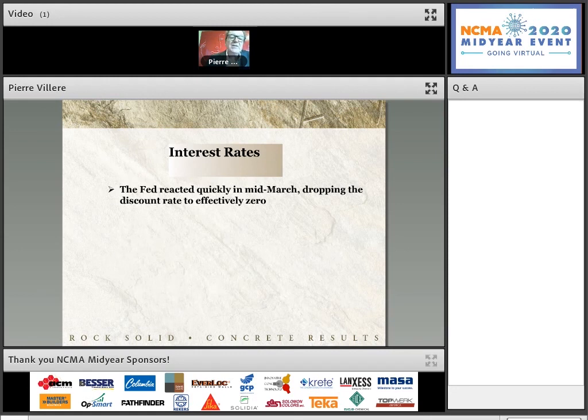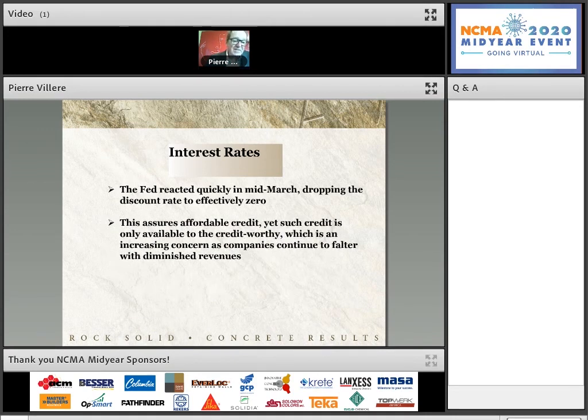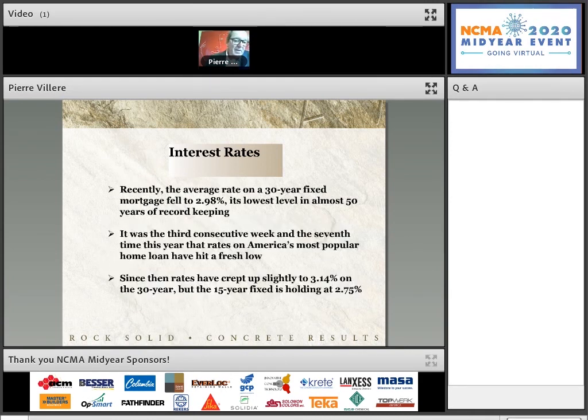in 1982. The Fed reacted quickly in mid-March, dropping the discount rate to effectively zero. This assures affordable credit, yet such credit is only available to the credit-worthy, which is an increasing concern as companies continue to falter with diminished revenues. In mid-July, home mortgage rates fell to their lowest in history. Recently, the average rate on a 30-year fixed mortgage fell to 2.98%, the lowest level in almost 50 years of record keeping. There's never been a lower rate than that.